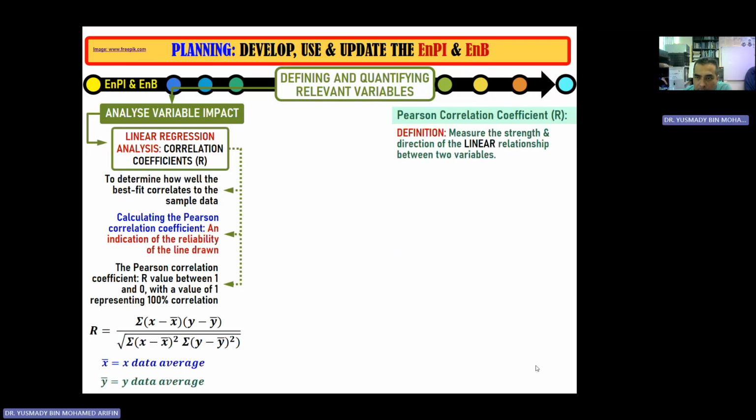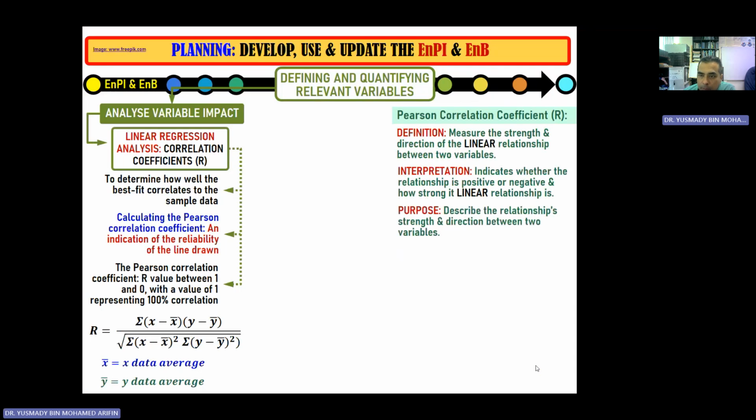So the Pearson correlation coefficient R, in terms of definition, will measure the strength and also the direction of the linear relationship between two variables. In terms of interpretation, the R value indicates whether the relationship is positive or negative and how strong its linear relationship is. The purpose of the Pearson correlation coefficient is to describe the relationship strength and also direction between two variables.